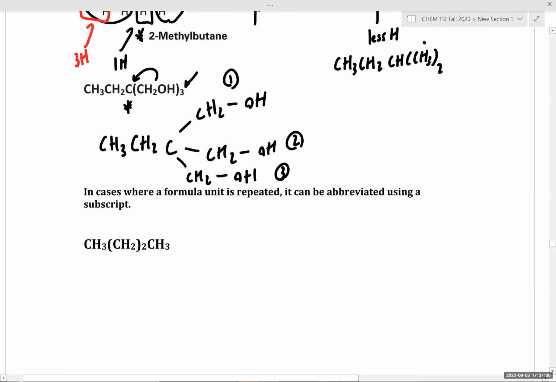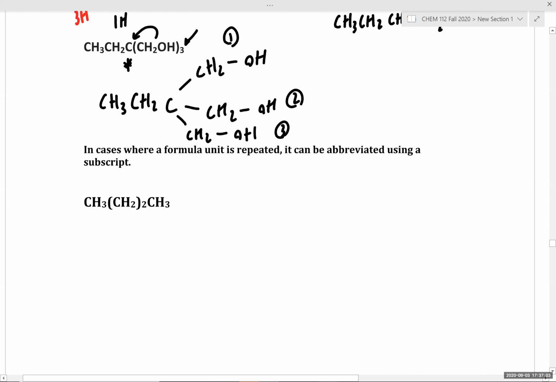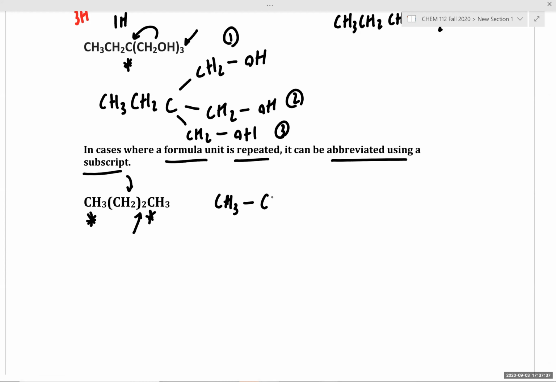Now, likewise, just to elaborate on another use of subscripts, if a formula unit is repeated, it can be abbreviated using a subscript. As we notice, both of these carbons have the proper number of hydrogens for a complete octet. So it looks like this CH2 group is just representing a chain. Because we have a 2 in our subscript, we write out our CH3 group. And then how many CH2s do I draw? How many CH2 groups do I draw connected in my chain?